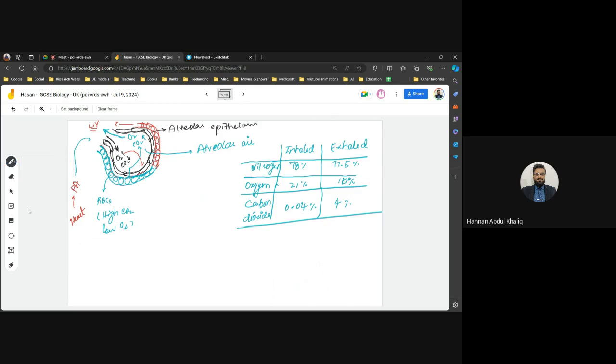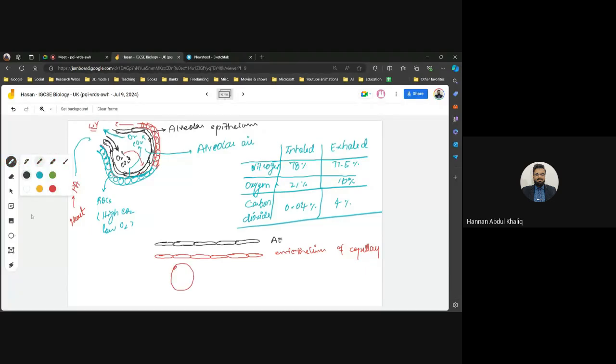There is a very interesting question that is often asked in the CIEs. Suppose that the black one is the alveolar epithelium, and the red layer that I'm drawing over here is basically the endothelium of the capillary. You remember that capillary possesses endothelium. And this is the red blood cells down here.